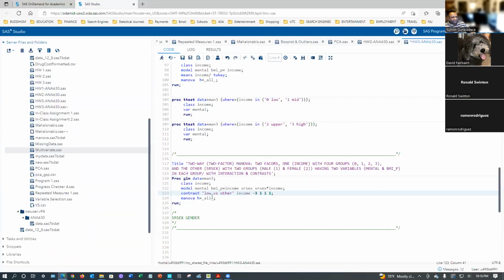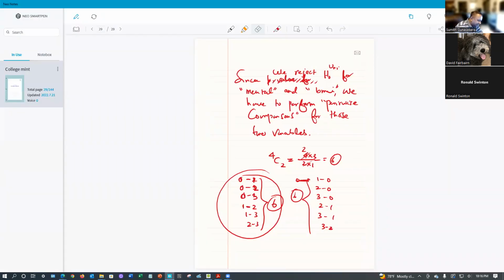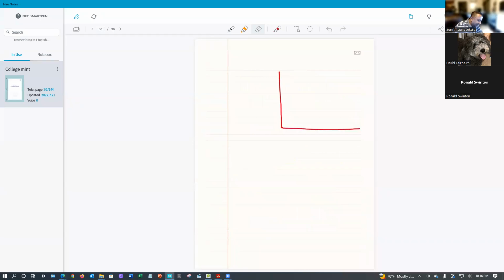I'm asking for the contrast, low versus other income, for BMI, and I have 2 variables. Look at what the 2 variables are. We have 2 factors, income and gender. If I draw over here, this one is X1, income, and this one is X2, the second factor, gender.